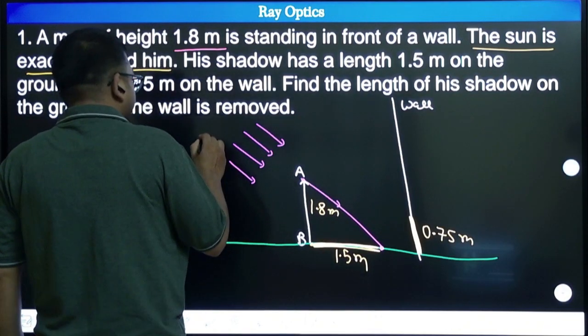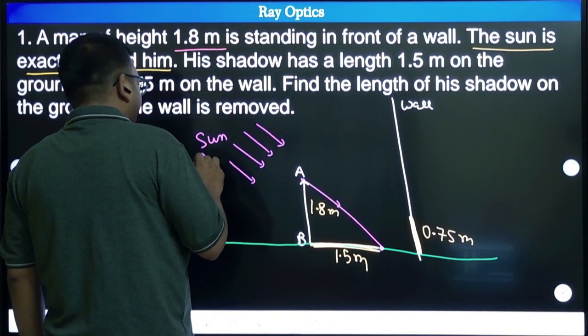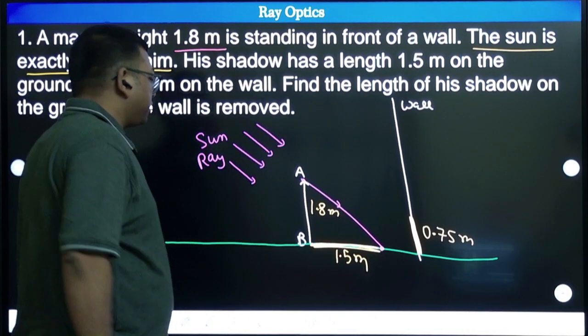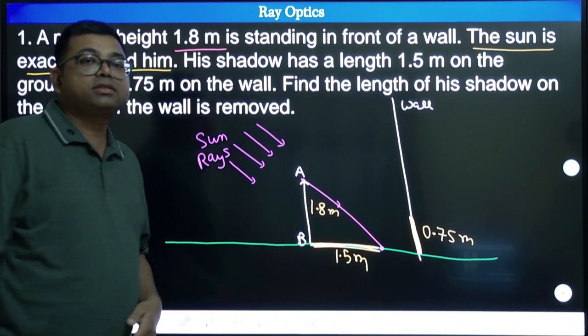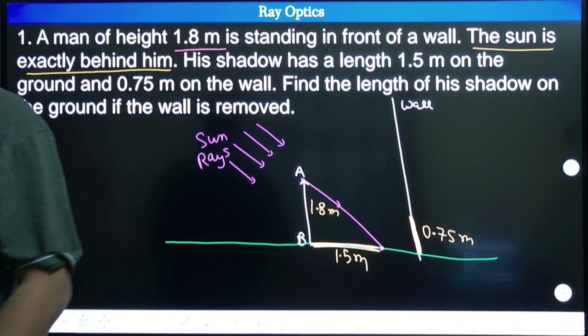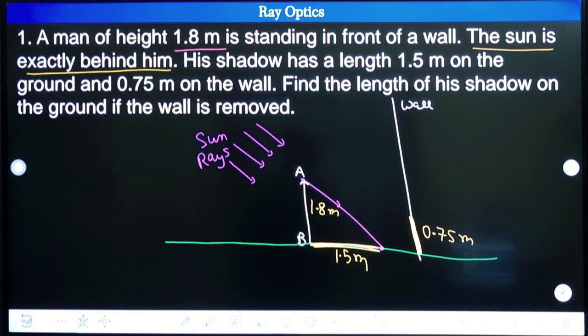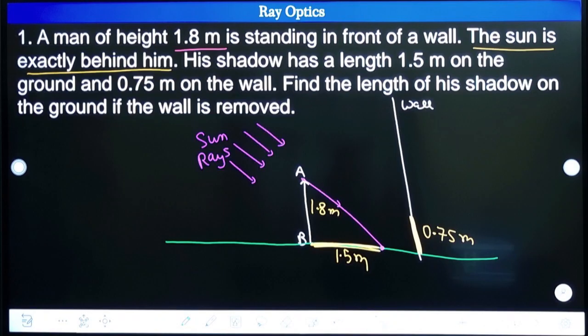These are sun rays. Sun rays we have to take parallel because the sun is very far away, at infinite distance. So you can assume that sun rays are parallel. I think that is the key idea. You have to assume sun rays as parallel and start working from that. Correct? What do you think?